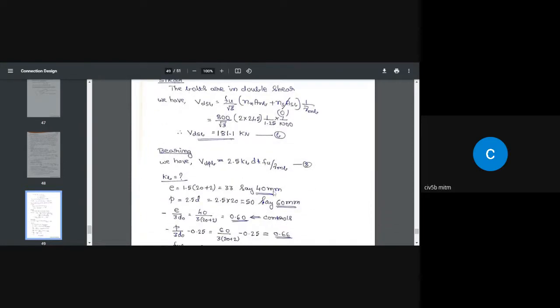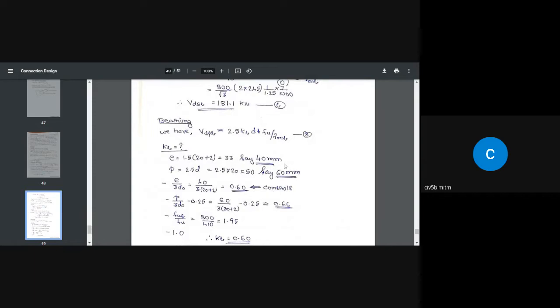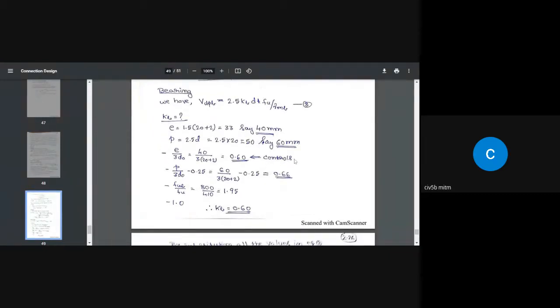Similarly, let us go to bearing. Again, E40, P60. See, this is the way you are going to do it in the examination. Okay. So in the previous problem, I skipped these steps and I have taken the values directly. Okay. In the examination, you do all these things. So find out what is E3DO, that is 0.60. P by 3DO minus 0.25, that is equal to 0.66. And this is 1.95 and 1.0. So the least of those four values is 0.60. So that is the value of KB we need to take in this equation.